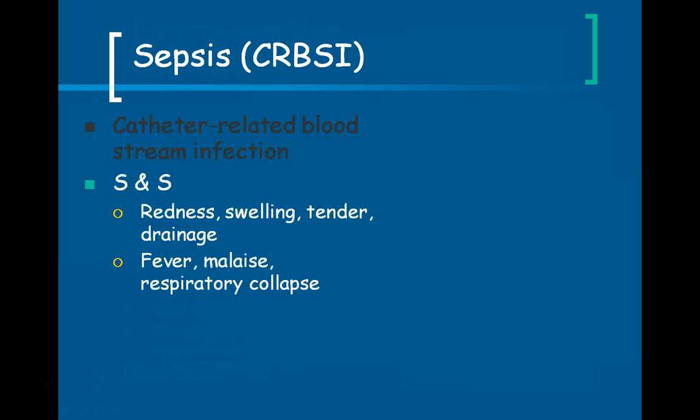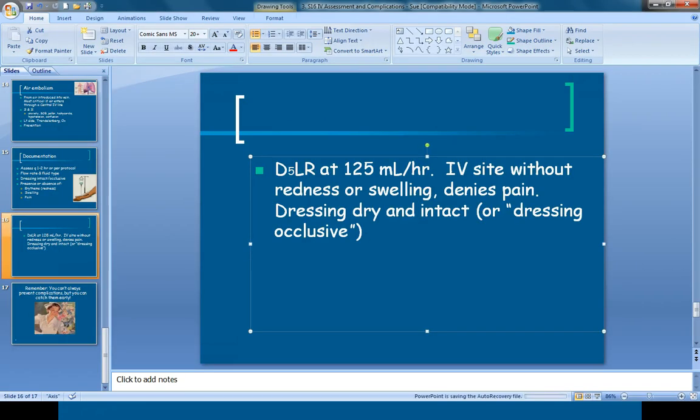So signs and symptoms of sepsis, well, the area would be red, swelling, tenderness, and possibly drainage. The patient will become sick very quickly with fever, just malaise, so they're tired, they're weak, and eventually they can have respiratory collapse. Sepsis is very dangerous, so we want to be very careful with aseptic technique and scrubbing the hub.